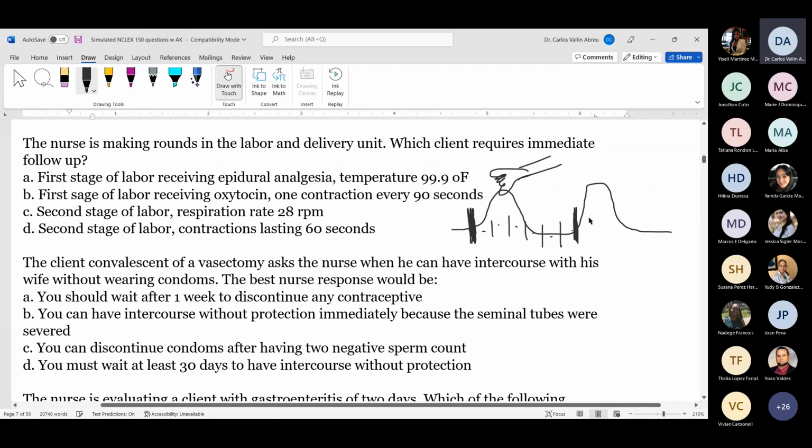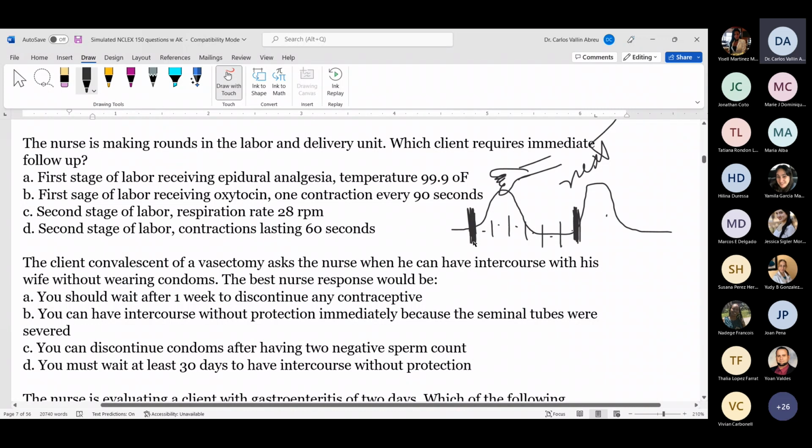This can be tested. In this statement, how do you measure the frequency of the contractions? I measure the frequency of the contraction counting the minutes that pass since the beginning of one contraction until the beginning of the next contraction. Make sense? But also you can measure the duration of the contraction.